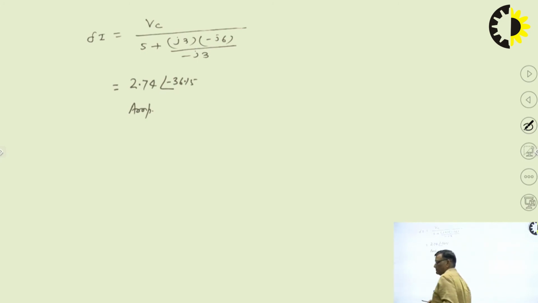So this way we can calculate the change in current in any other branch of the network using the compensation theorem.